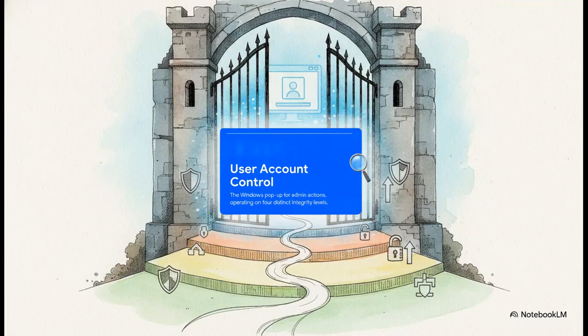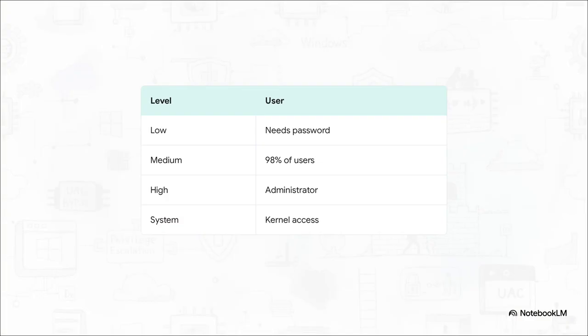See, UAC isn't just an annoying pop-up window, it's actually the gatekeeper of system integrity. In the Windows architecture, security isn't solely about who you're logged in as. It's really about the integrity level of the specific process you're running. The prompt is just asking for permission to elevate a process from a standard trust level to a higher one, across 4 distinct tiers. Think of these 4 integrity levels like security clearance badges in a top-secret corporate building.